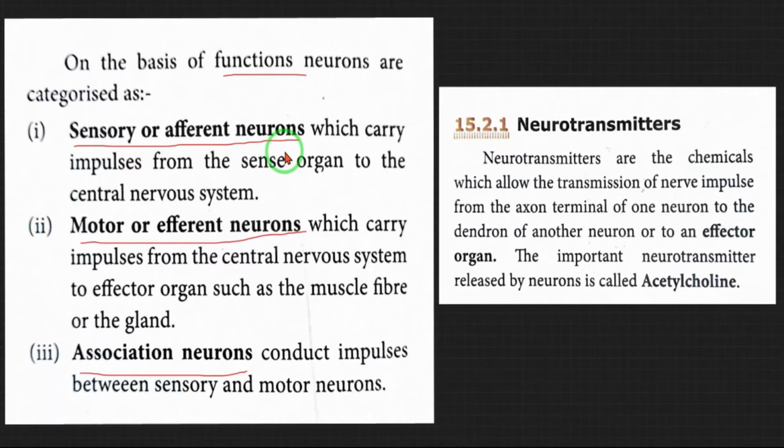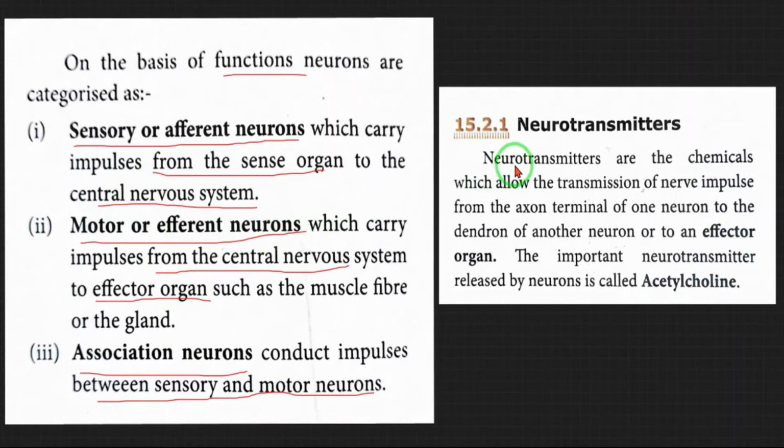First one, sensory or afferent neurons. These neurons carry impulses from the sense organ to the central nervous system. Number two, motor or efferent neurons. These neurons carry impulses from the central nervous system to effector organs, such as muscle fiber or gland. Just opposite. Third one is association neurons. These neurons conduct impulses between the sensory and motor neurons. So on the basis of functions, three types of neurons are present. Have you all understood? Yes.